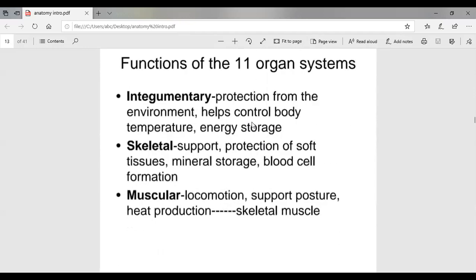Yeah, so these are the 11 different organ systems. You might have heard of 4 or 5 in your school, or maybe in 11th, 12th standard if you have completed, but this is very elaborate yet a very short definition. So, 11 organ systems, the first one is integumentary. Integumentary is basically our skin. Skin helps give us protection from the environment.